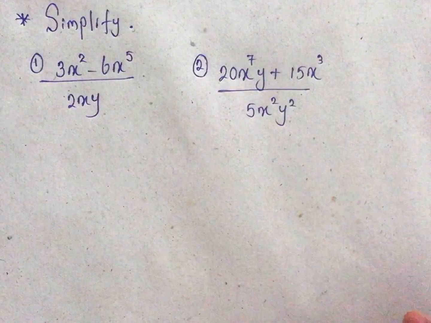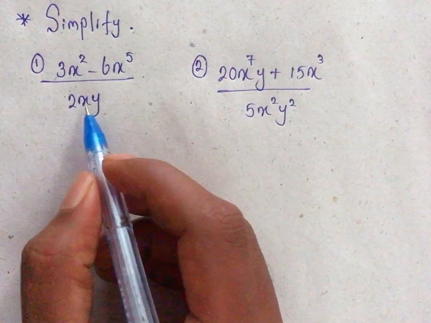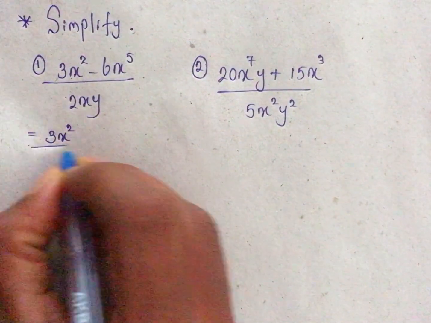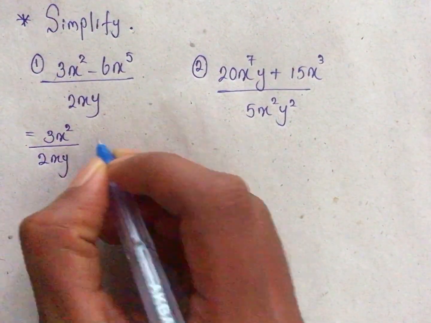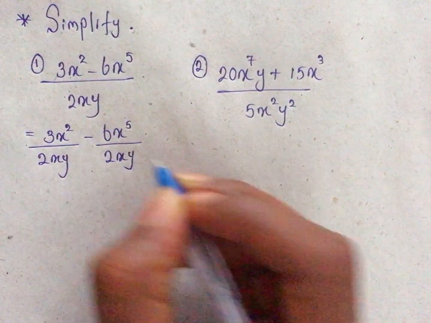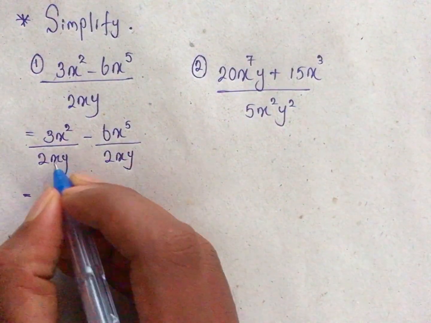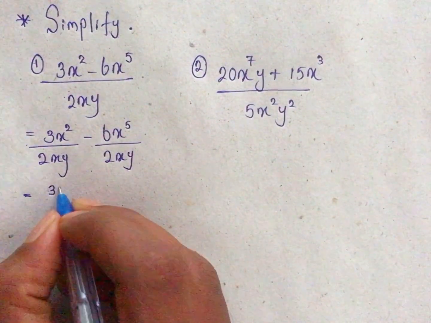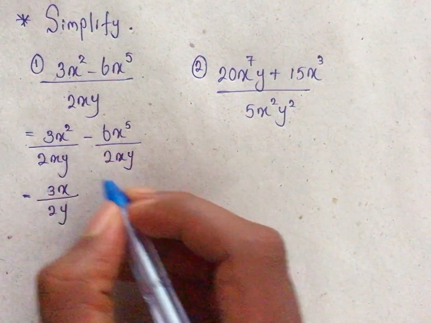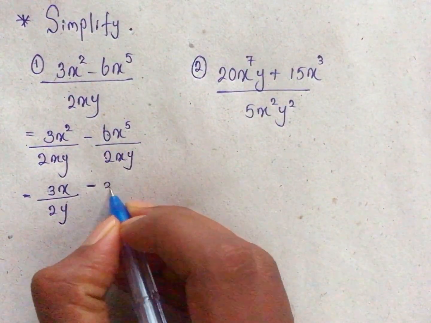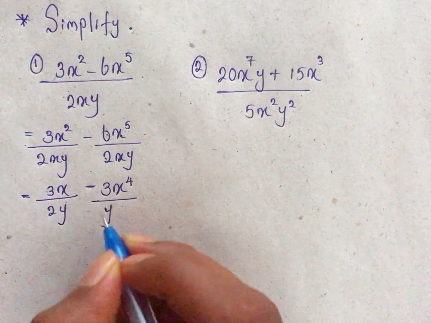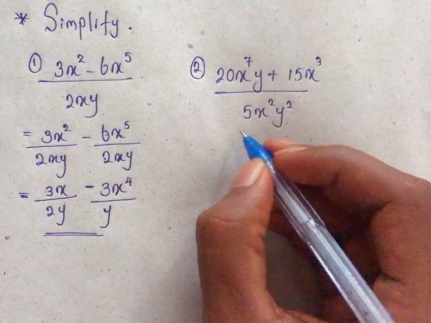Let's move to another type of simplification with the index laws. This is a fractional type. Then you need to divide separately by the common denominator, then you get like this. Then you can simplify by cancelling same base indices. 3 over 2, numerator is x and denominator is y. In here, 3x to the power 4 divided by y.